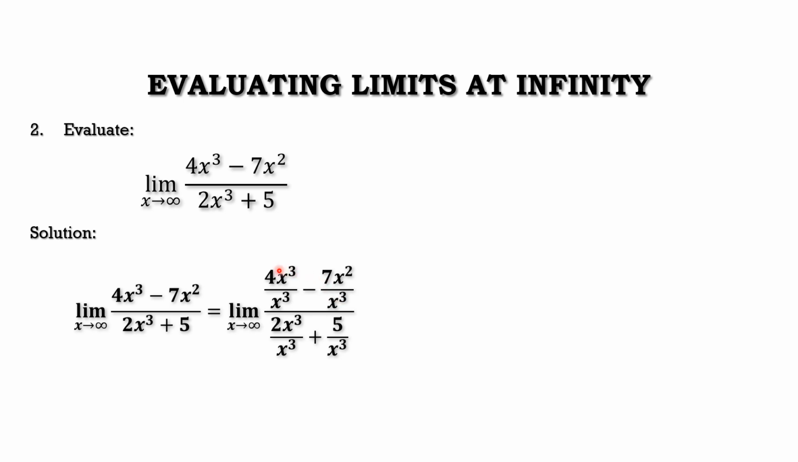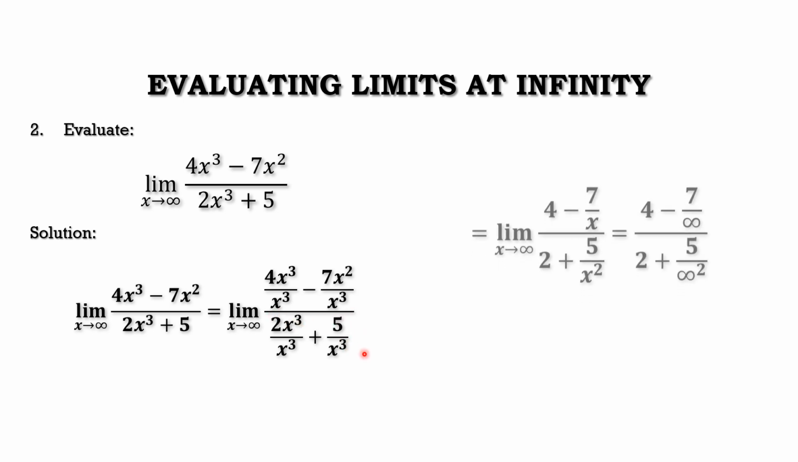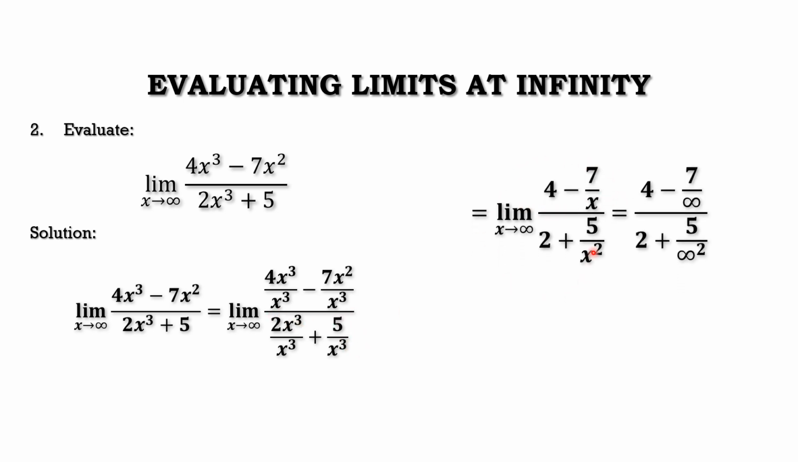In this particular form, we are going to divide the 4x cubed, 7x squared, 2x cubed, and the 5 by x power 3. When you do that, the expression will be simplified as this form. And remember, we are going to substitute the x value in the expression. And when we do that, we are going to end up with 4 minus 7 over infinity, 2 plus 5 divided by infinity squared. So in doing that, remember, the whole of this expression will be approximately 0. The whole of this expression will be approximately 0. And our answer is 4 divided by 2, which is equal to 2.